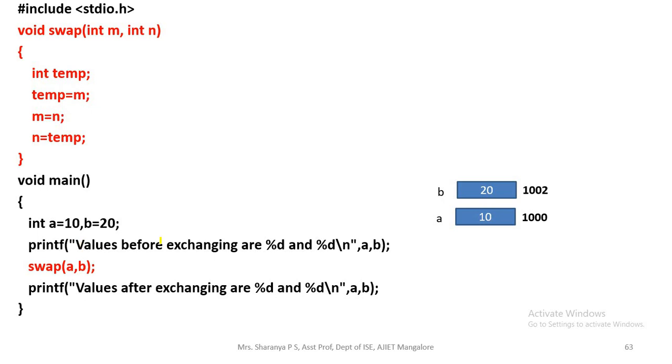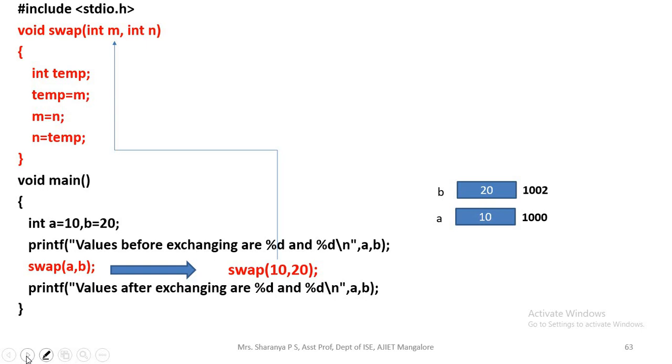Now it prints the statement, values before exchanging are 10 and 20. Now the swap function is called. This is swap A comma B, nothing but the A and B values, 10 and 20. When this function is called like this, the values will be passed on to the formal parameters. That is, m will get the value 10 and n will get the value 20. That is, the values present in the actual parameters are getting copied onto the formal parameters. Just the values are copied.